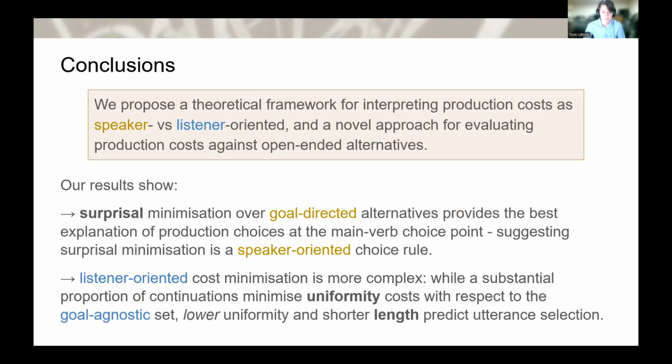Meanwhile, our results for listener-oriented cost minimization paint a more complex picture. Although uniformity is minimized more often than chance in the rank-based analysis, utterance choice in the goal-agnostic setting is best predicted by a combination of shorter length and lower uniformity.